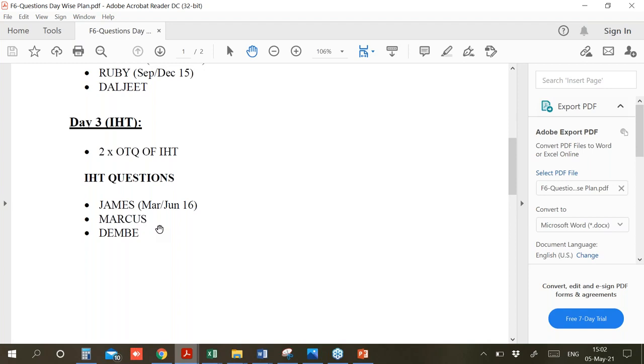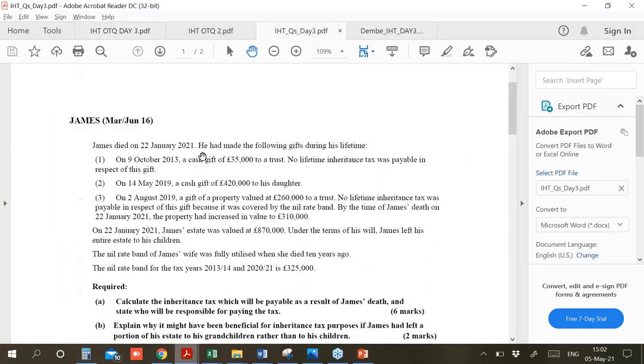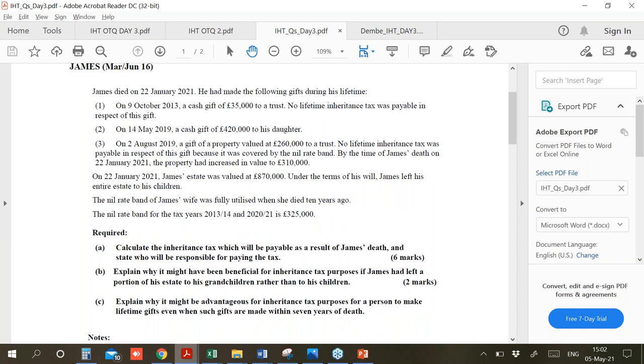Both of these questions can be found in the Kaplan kit as well. However, I'll discuss and solve with you over the spreadsheet. So let's start with James first. We'll read the requirement and then we'll start solving the question. The first requirement is: calculate the inheritance tax which will be payable as a result of James' death and state who will be responsible for paying the tax.